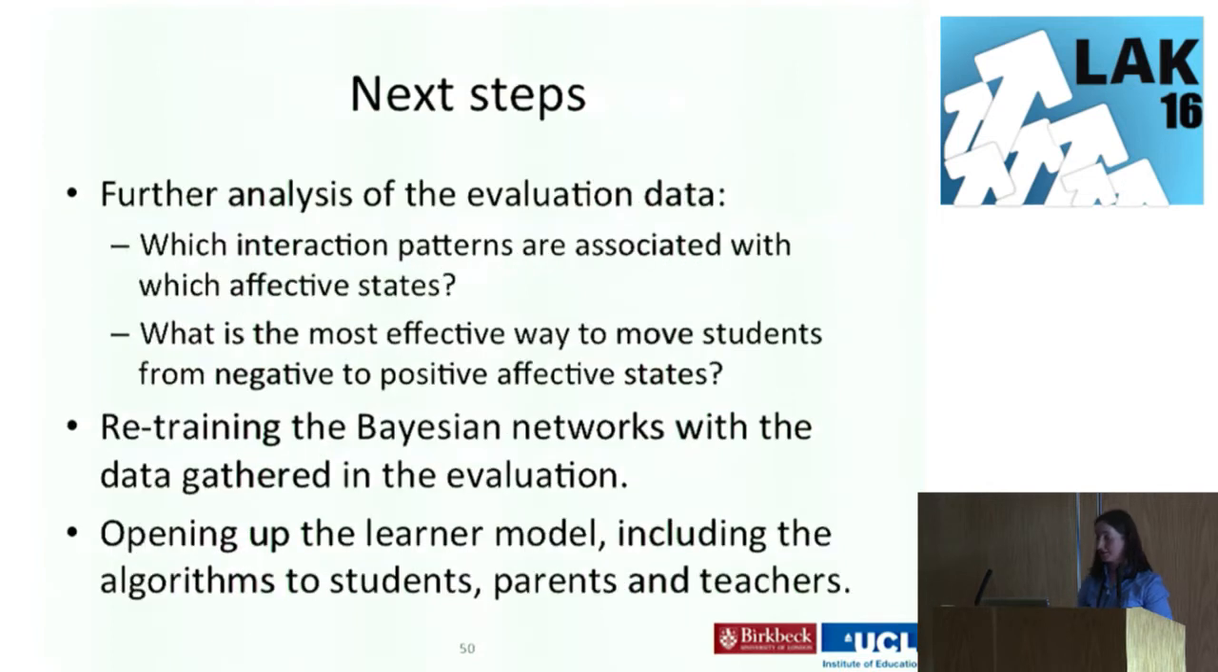And so, for example, our next steps are to look at which interaction patterns are associated with particular affective states, and what is the most effective way of moving students from negative into positive affective states? We are also retraining now our Bayesian networks, and we are also interested in opening up the learner model, including the algorithm of the adaptation, to students, to parents, and to teachers.